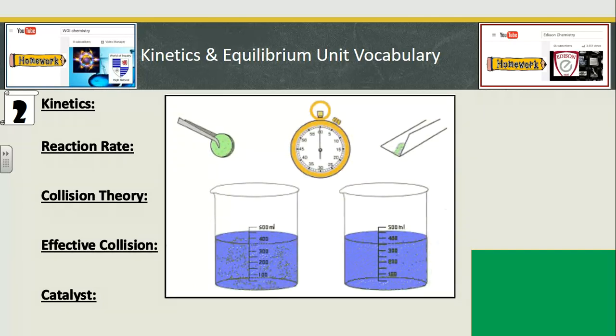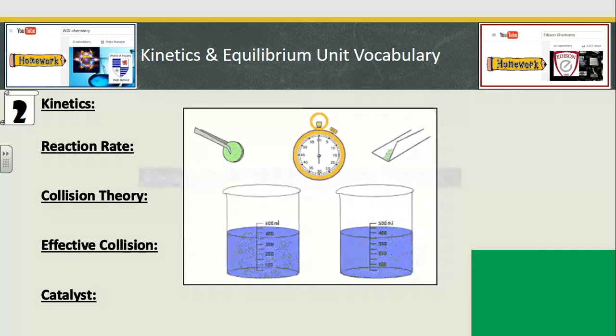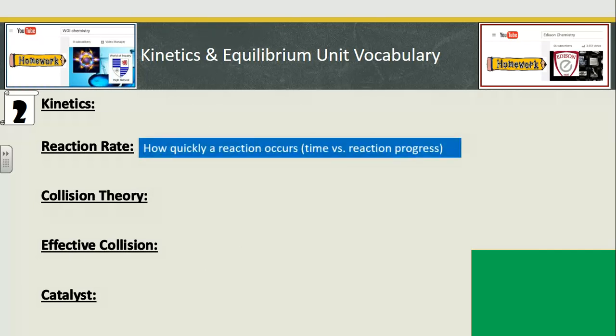Reaction rate. Rates are times. We use stopwatches to measure rates. We see how quickly something occurs, and time versus reaction progress is typically the way we represent this.